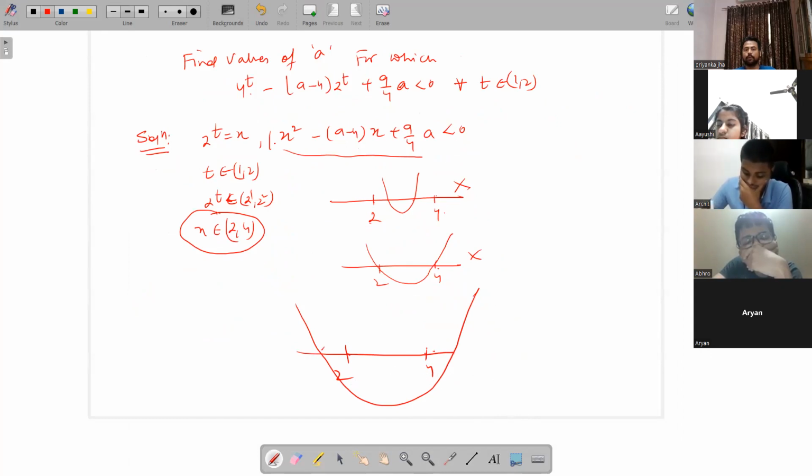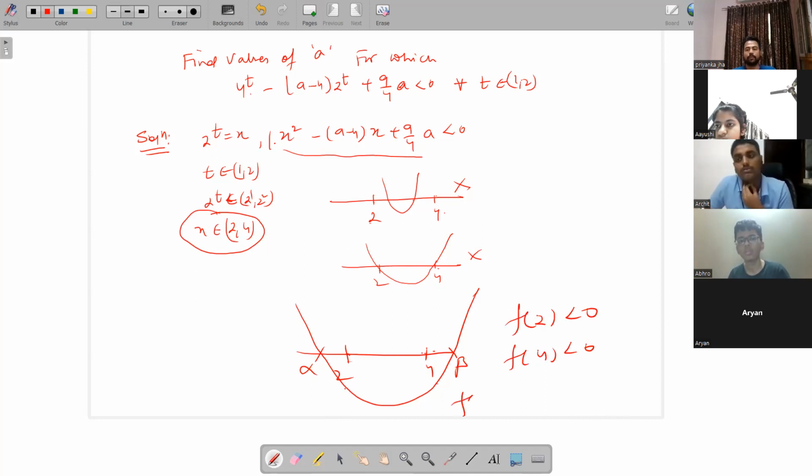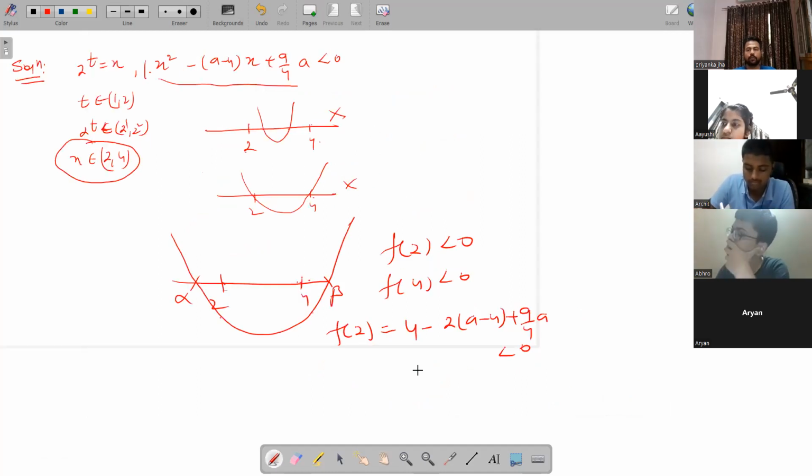It means that both these numbers lie between the roots. It means that the value of function at x equal to 2 is negative, and also the value of function at 4 is negative. So just check this value, put here x equal to 2. So from here you will get f2 is how much? So that is 4 minus 2 into a minus 4 plus 9 by 4 by a. That has to be negative. So solve this.